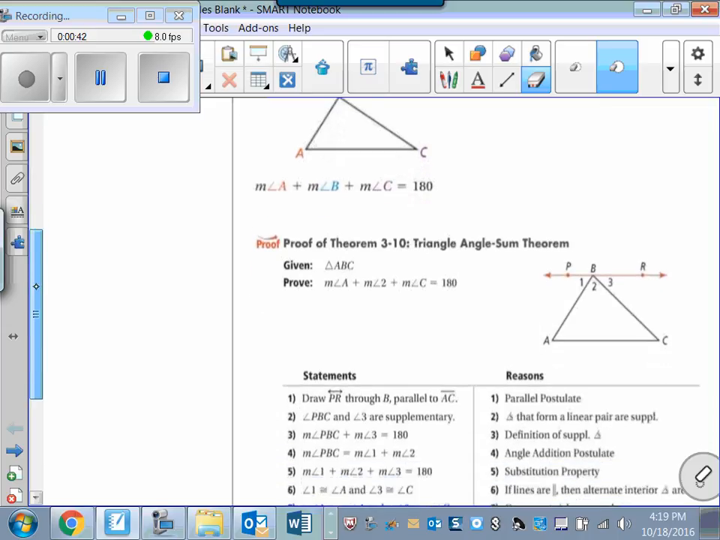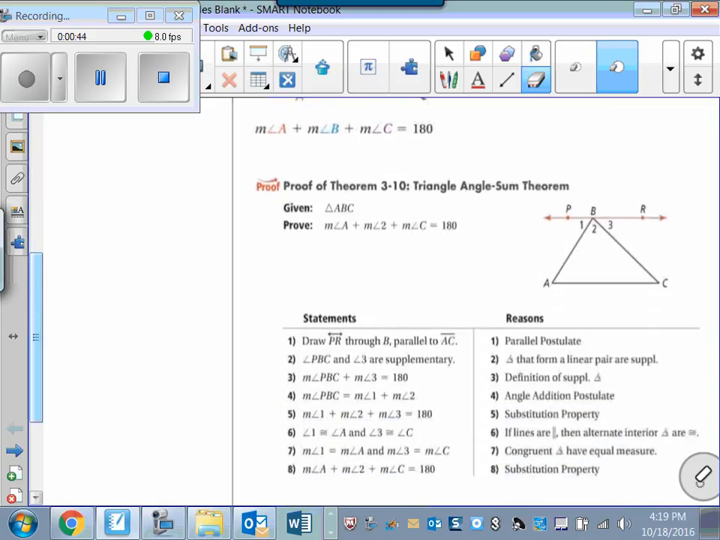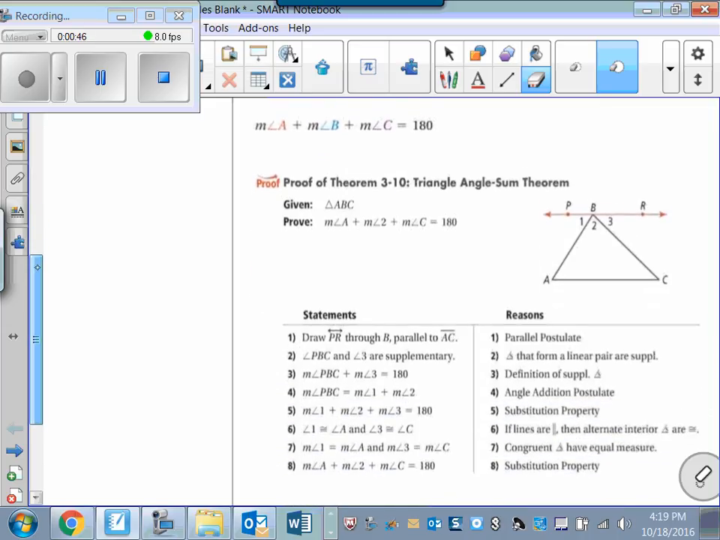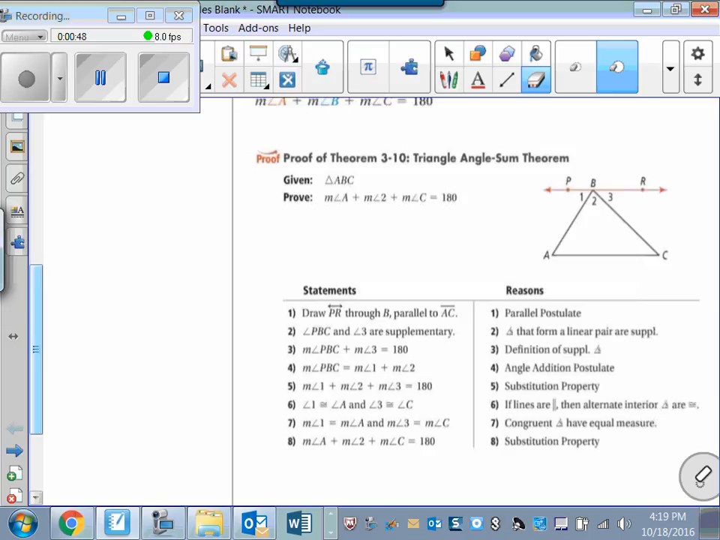Well, if I'm going to prove this theorem, and remember I told you we do have to prove theorems, then I have to draw this line PR parallel to this side of the triangle AC. I'm not able to do this proof without doing that. That's why I copied this proof and put it into the notes rather than having us do it ourselves, because we've never really done one in which we had to add something to the figure.